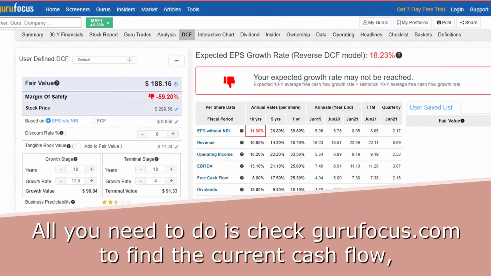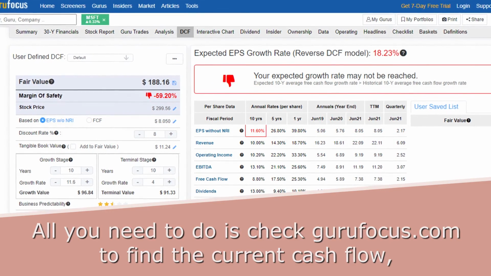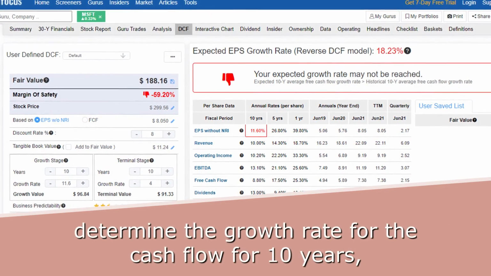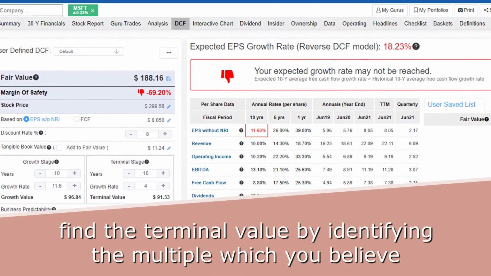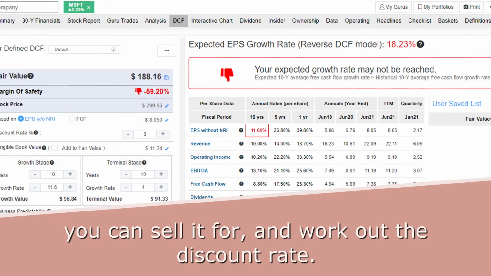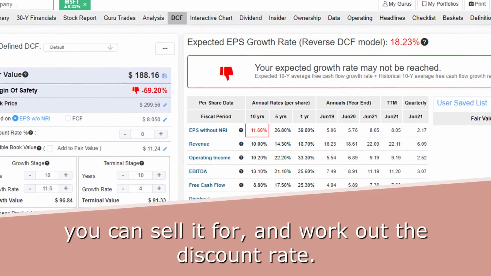Calculating the intrinsic value of a stock isn't that complicated if you know what you're doing. All you need to do is check gurufocus.com to find the current cash flow, determine the growth rate for the cash flow for 10 years, find the terminal value by identifying the multiple which you believe you can sell it for, and work out the discount rate.